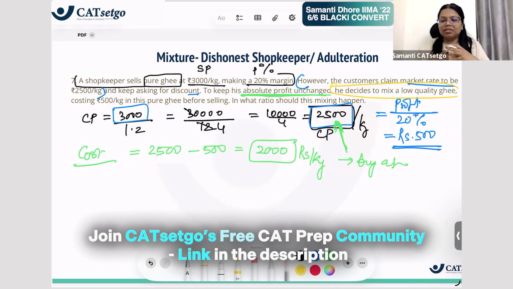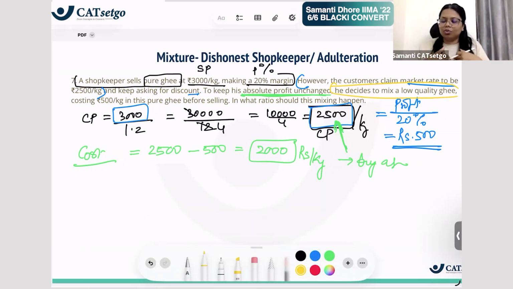So now this is what he's going to do. He's doing adulteration. He's like, I am going to mix low quality ghee that costs 500 rupees per kg in this pure ghee before selling. I'll have to do this. Why? Because I want my cost to be 2,000. And I know I've learned alligation. I've watched the alligation class, right? And I know that I can do this mixing and that will drive down my cost. From 2,500, I'll drive down the cost to 2,000 because I'll be mixing.